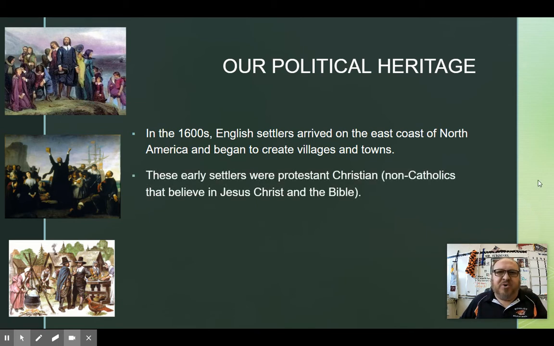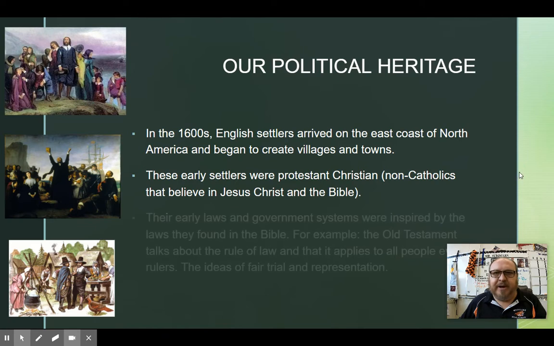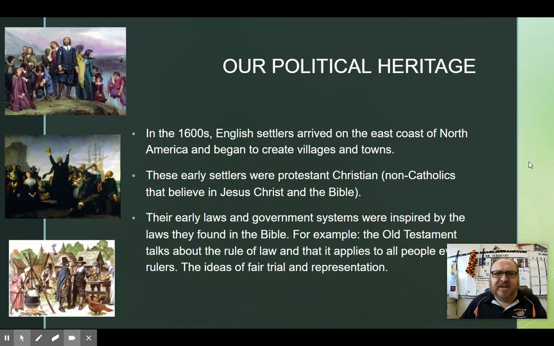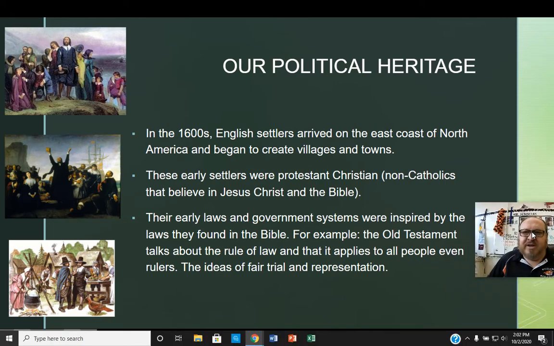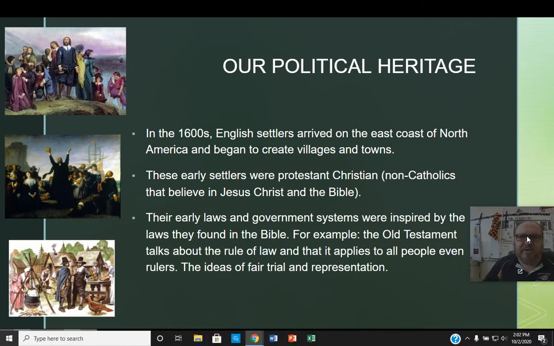Okay, so these early settlers usually were Protestant Christians. That means they were non-Catholics that believed in Jesus Christ and the Bible. Okay, now those early government systems that they created and the early laws, they were initially founded in the Bible. They were laws from the Bible. The Ten Commandments played a huge role. Old Testament, New Testament, okay?